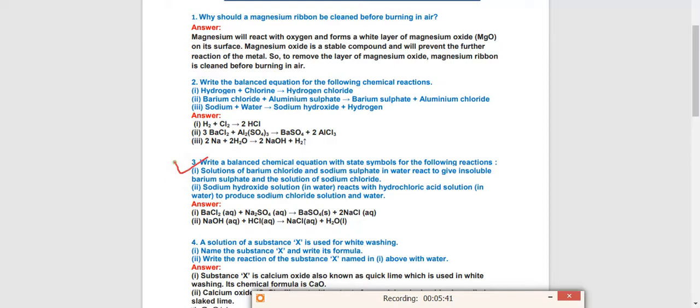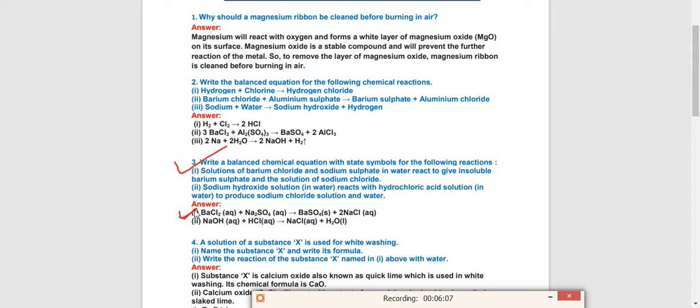The first question is solution of barium chloride. So what is the formula of barium chloride? BaCl2 and sodium sulfate Na2SO4 in water. See, solution of barium chloride and sodium sulfate in water means barium chloride is present in the aqueous state. It is in the form of a solution, and sodium sulfate is also in the aqueous state. It is also in the form of a solution. So we will put the aqueous symbol, aq.